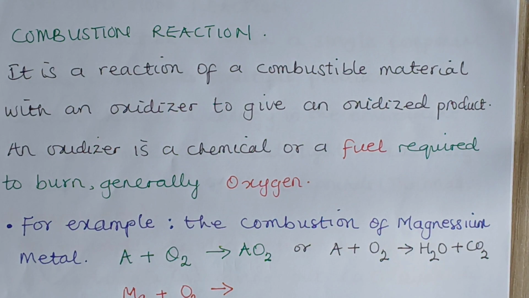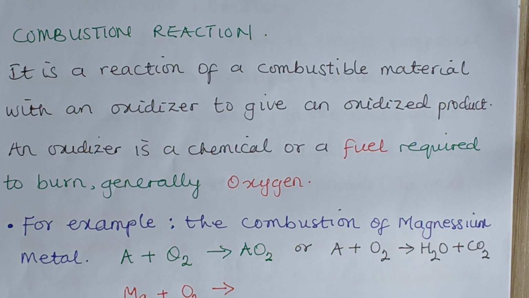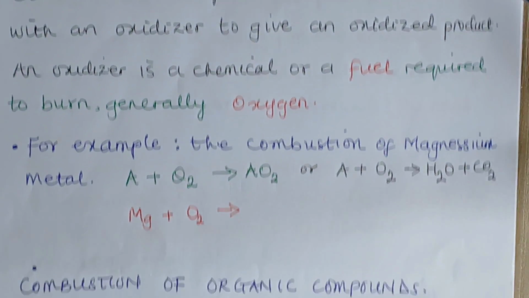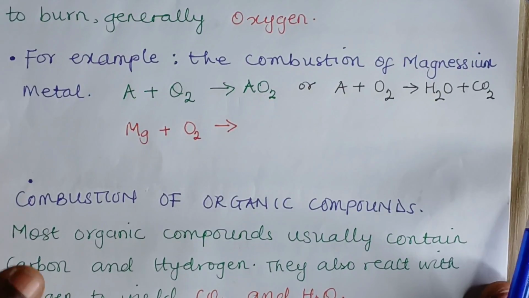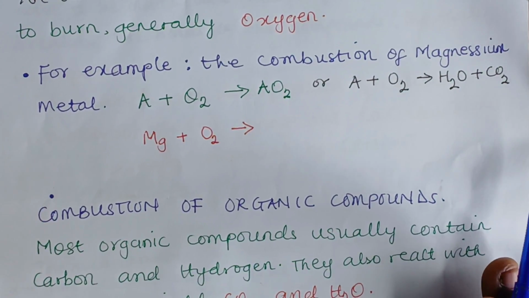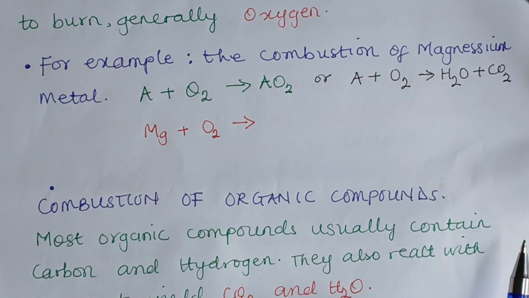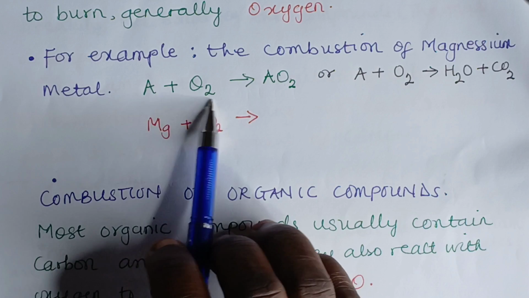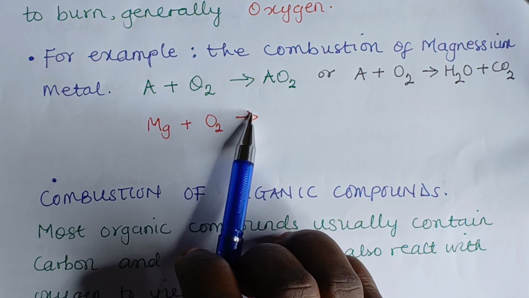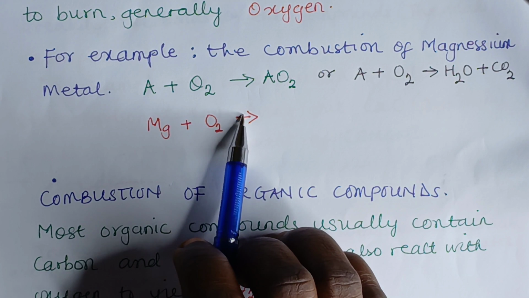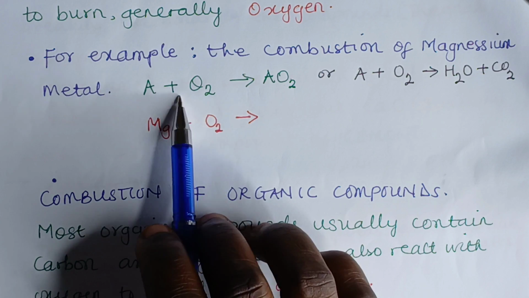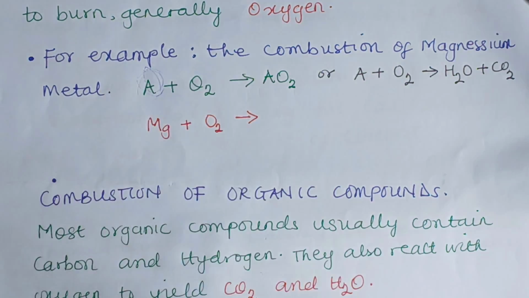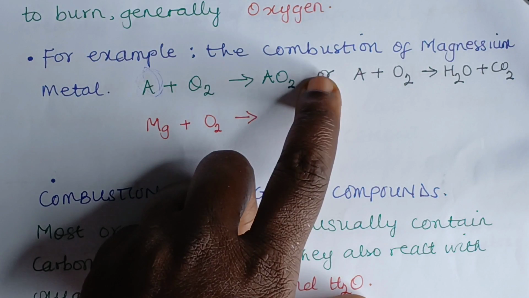An oxidizer is a chemical required to burn a fuel, generally oxygen. For instance, we have the simple combustion reaction. We also have combustion of organic compounds. Most organic compounds are made up of carbon and hydrogen. The first one here is the simple combustion reaction, in which A reacts with oxygen. A represents any element here, reacting with oxygen to give you AO2.